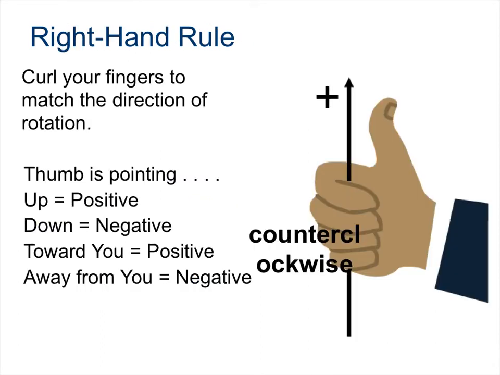When it comes to determining whether or not a moment is going to result in a positive or negative rotation, we can apply the right-hand rule. To use the right-hand rule, you're going to curl your fingers to match the direction of the rotation. If the thumb is pointing up or towards you, it's going to result in a positive counterclockwise moment. If your thumb is pointing down or away from you, it's going to result in a negative or a clockwise moment.